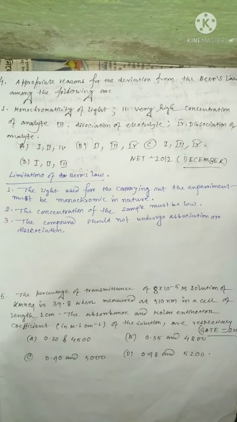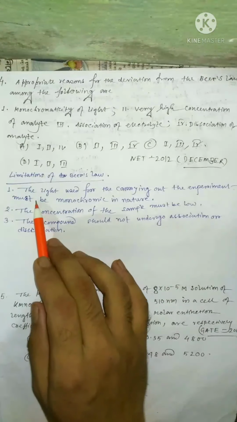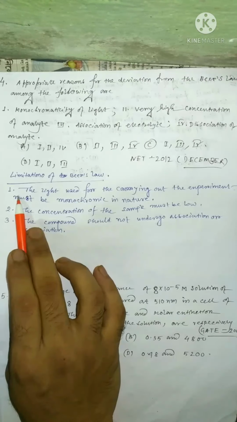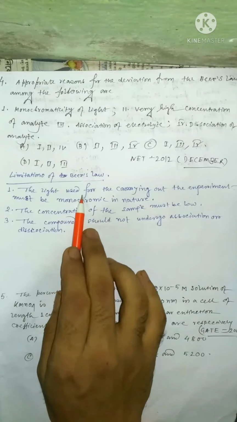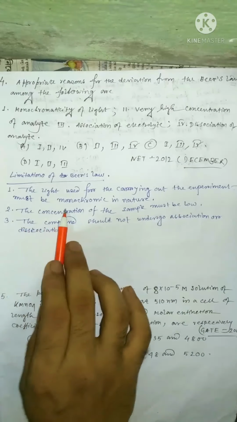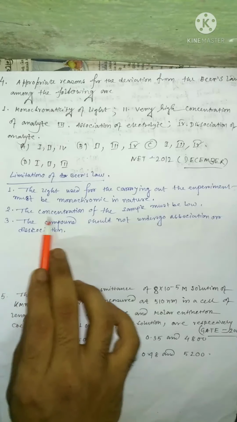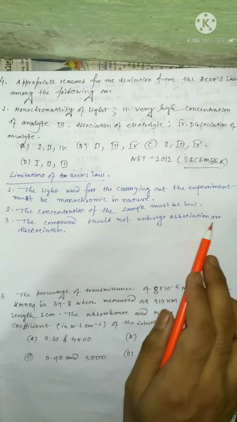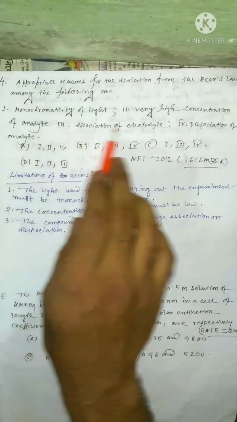Which of the following are appropriate reasons for the deviation from Beer's law? Limitations of Beer's law: first, the light used for carrying out the experiment must be monochromatic in nature. The concentration of the sample must be low. The compound should not undergo association or dissociation. So check the options.